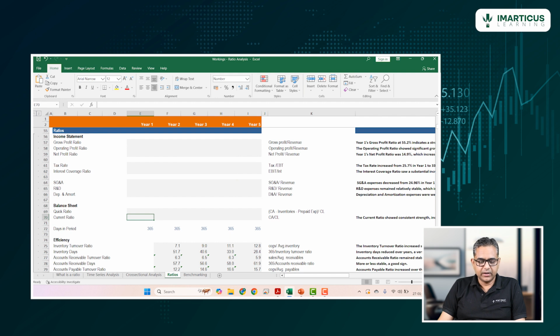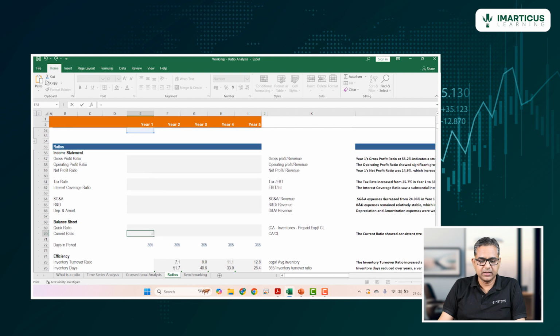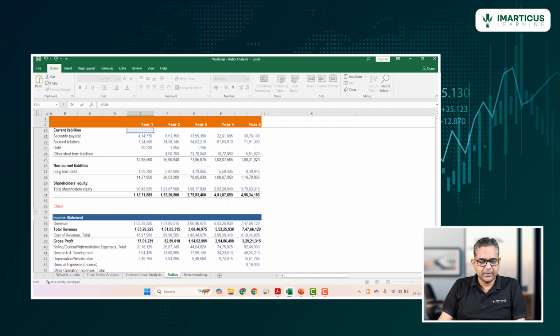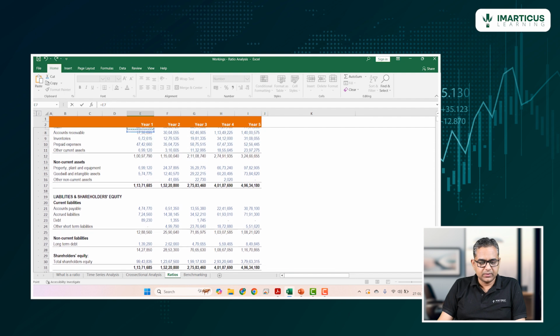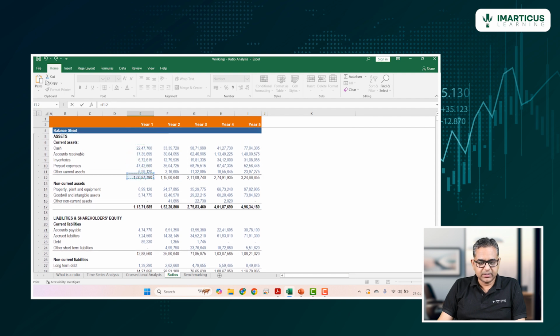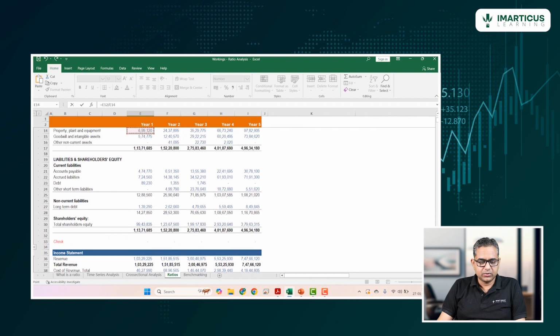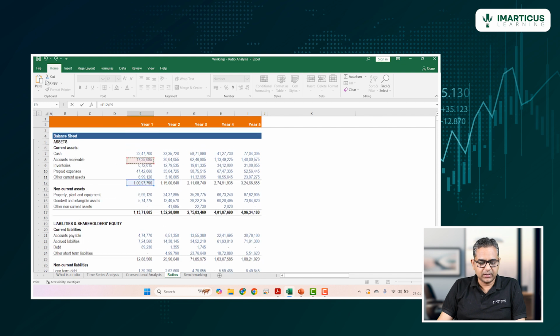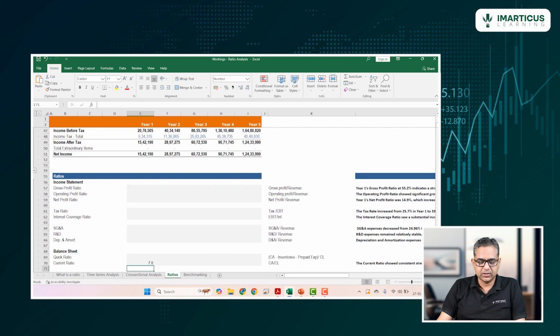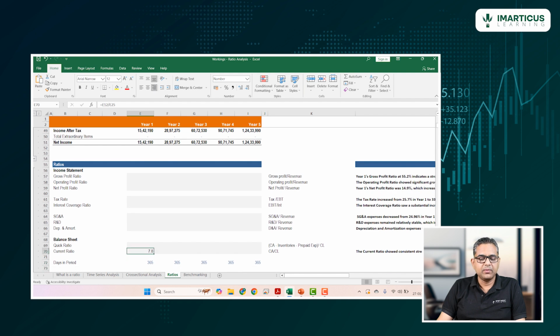So here we have the current ratio. How do we calculate it? Current assets upon current liabilities. So we will look at total current assets, which is this much, divided by total current liabilities, which is this much. It's coming out to be 7.8, which is very high. Similarly, we can do this calculation for all the remaining years as well.